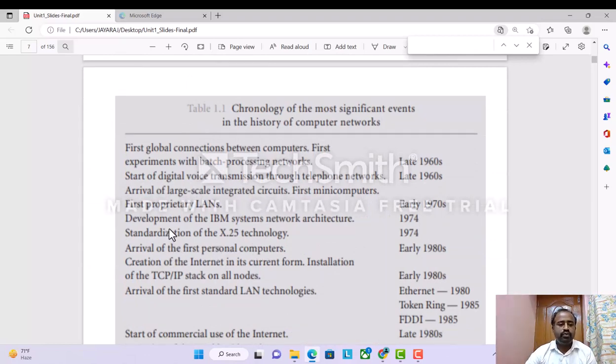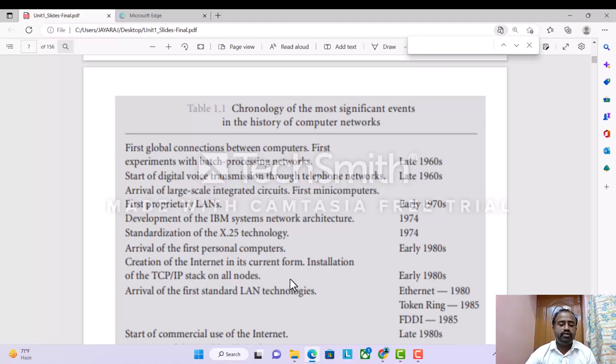See, global computers were experimented with batch processing in the 1960s, and then in the late 1960s, digital voice transmission, that is nothing but the telephones we are using, which we call landlines. Then when it was integrated with IC circuits, the first minicomputers were introduced, and then the connection, which we are going to see in the upcoming slides. LANs were introduced by IBM. This is the X.25 technology they introduced. Then the personal computer span, personal computers (PC) were introduced. Then they interconnected the internet with the help of TCP/IP in the 1980s.